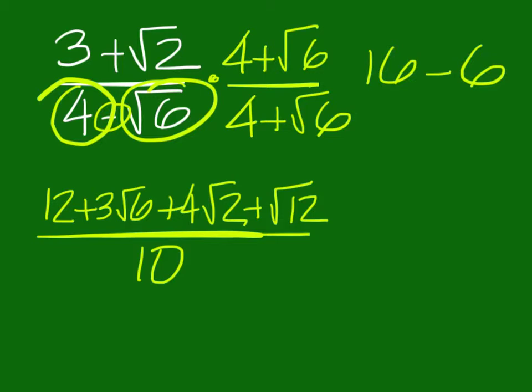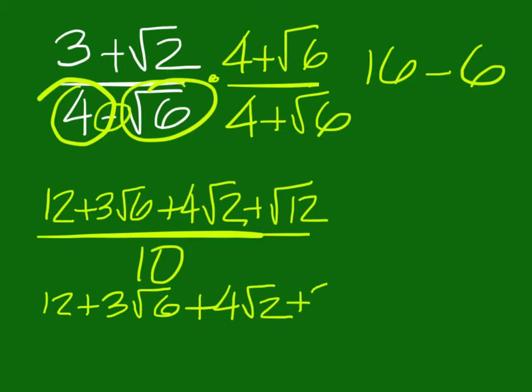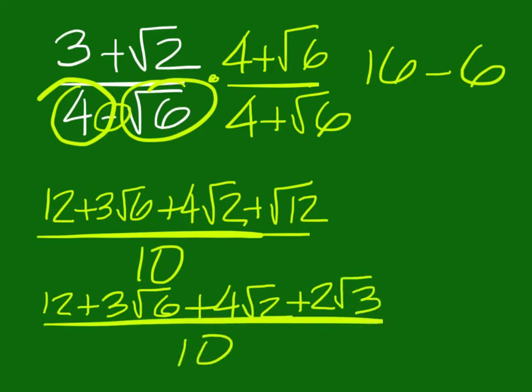So recopy what you have. It's 12 plus 3 square root of 6 plus 4 square root of 2. And that square root of 12, we've had a test over this and done it many times. It's 4 and 3. The square root of 4 is 2. So 2 square root of 3. Keep your 10 on the bottom. Now go check to see if you can reduce anything. 12, 3, 4, and 2.